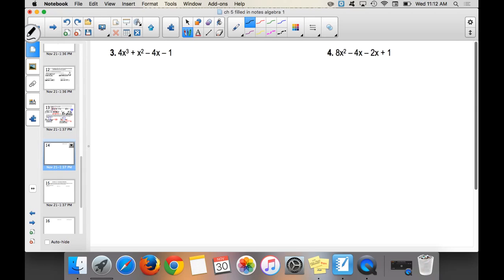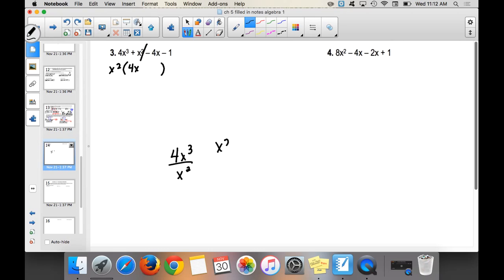All right, so let's try this one. We'll do one more where it keeps going, and then I'll have you do the next one as well. All right, so I have 4x cubed plus x squared minus 4x minus 1. So we split the middle. All right, so I pull out the GCF. I pull out an x squared. When I do that, think about what you have in parentheses. So if I had 4x cubed and I divide it by x squared, what's left? 4x, right? So I need a 4x.